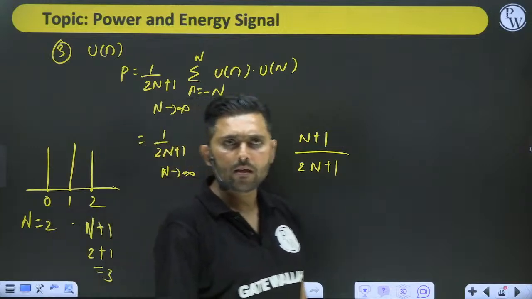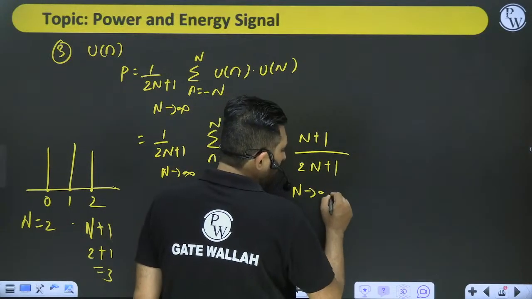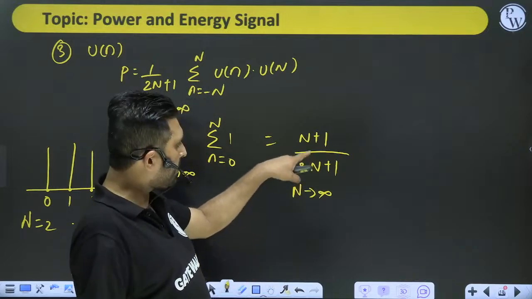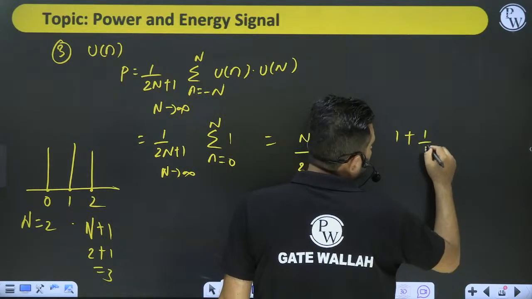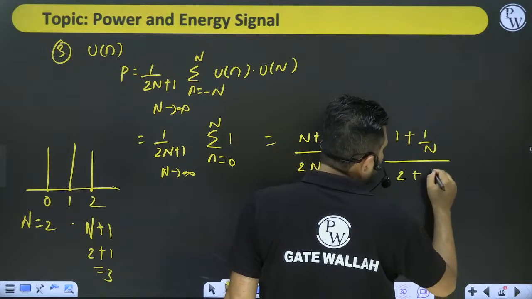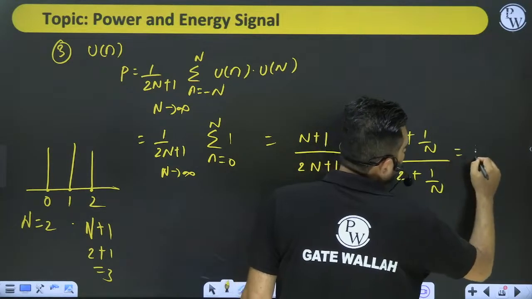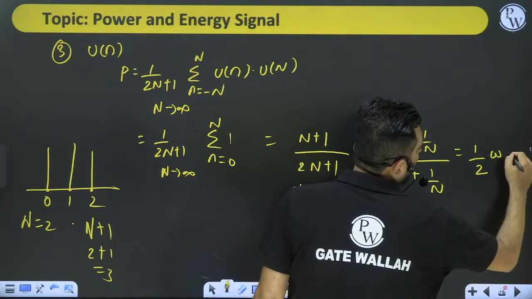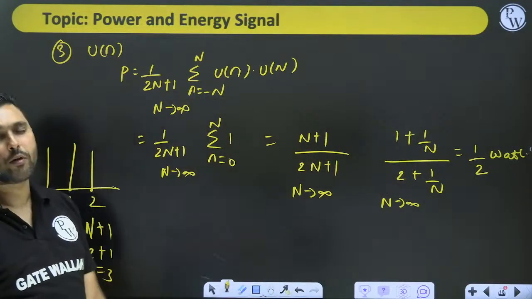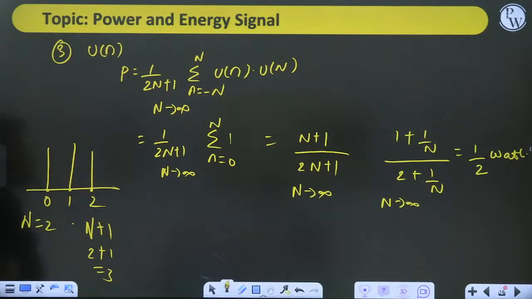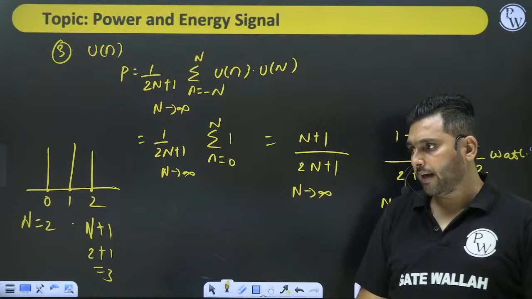Listen carefully. And with n tending towards infinity, so to solve this limit, let's take n as common. So 1 plus 1 by n upon 2 plus 1 by n, with n tending towards infinity, which gives me 1 by 2 watt. Easily you can handle this kind of problem.